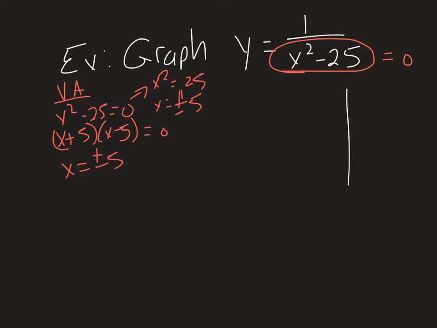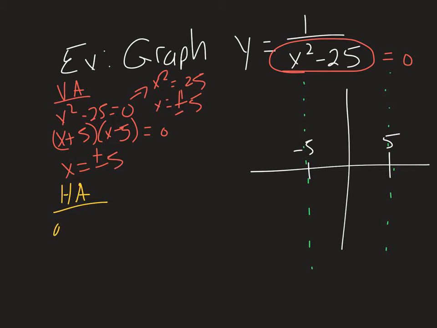So if we've got our plot, let's put a mark at -5, and a mark at +5. Those are my vertical asymptotes, which I will denote with a green dotted line. These are two lines that my function cannot cross. Now I'm going to look at horizontal asymptotes, and again, I'm looking at end behavior.